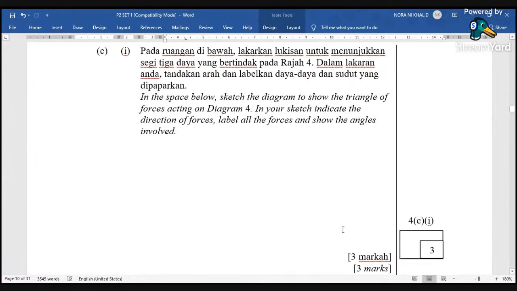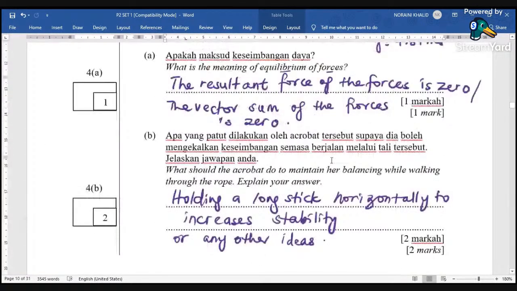In the space below, sketch. Sometimes the word is draw. If it is draw, you must use a scale, with ruler and protractor. Now just sketch. In your sketch, indicate the direction of forces, label all the forces and show the angles involved. 3 marks.